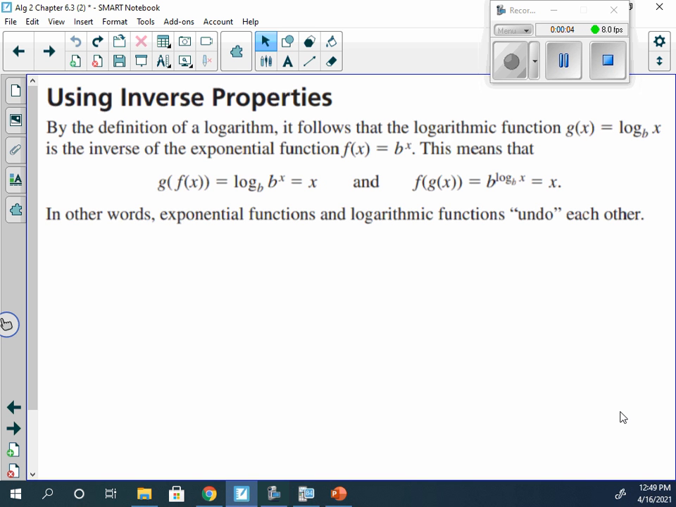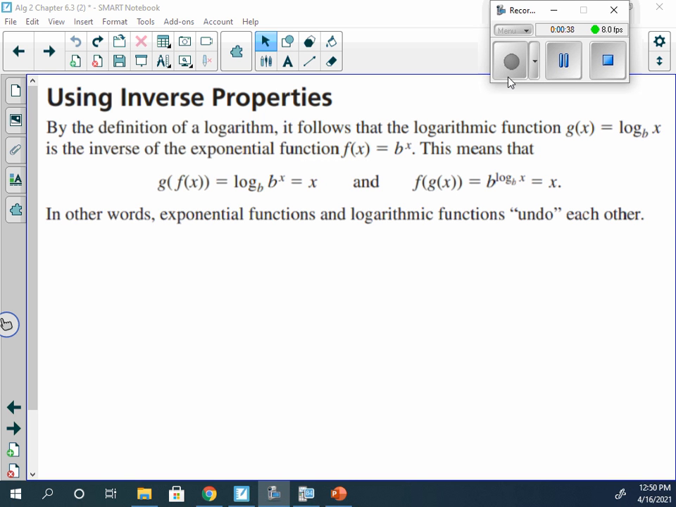What we're looking at today is a continuation of what we did yesterday, talking about logarithms. By the definition of logarithm, it follows that a logarithmic function, g of x equals log base b of x, is the inverse of the exponential function f of x equals b to the x. This means g of f of x, log base b of b to the x, is equal to x.